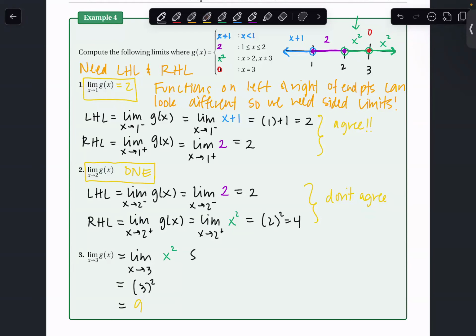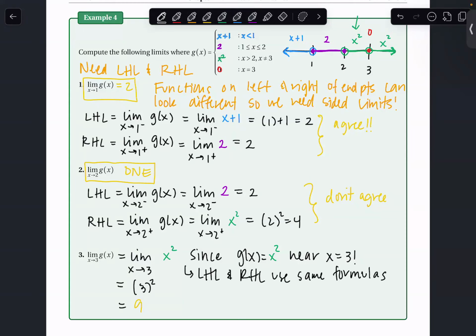Here, we can say since g of x equals x squared near x equal to 3, we are allowed to just replace the g function with that formula. This is really saying the left-handed limit and the right-handed limit use the same formulas. So we don't need to split it apart to figure out what happens overall instead.